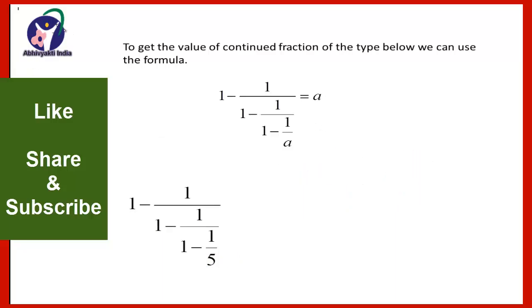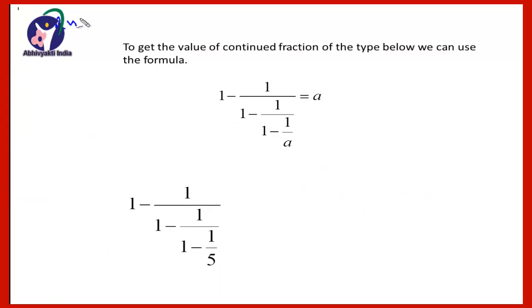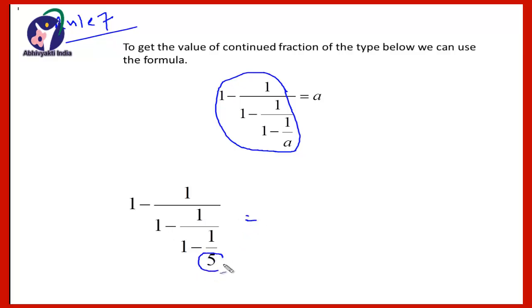Now this is rule number 7. To get the value of the continued fraction of the type here encircled, we can use the formula that this is equal to a. It's very simple. There is no need to solve. 1 minus 1 upon 1 minus 1 upon 1 minus 1 by 5, and this will be equal to a. What is a? A is 5, and so the answer to this is just 5. It will save your time, definitely.